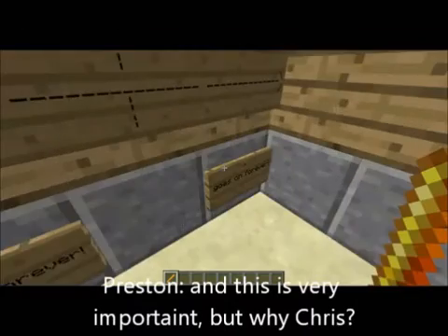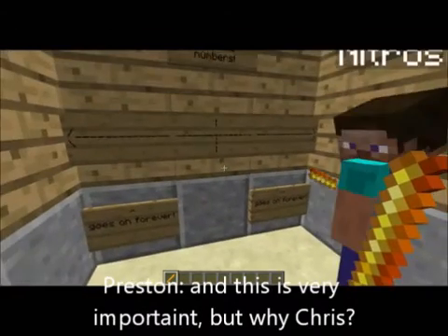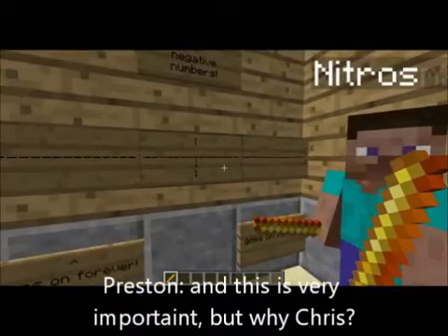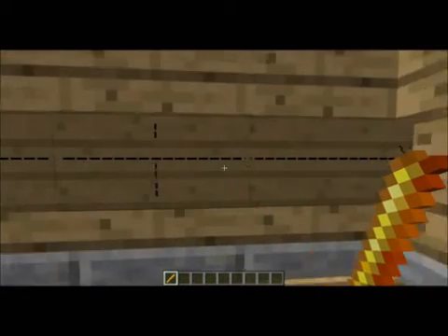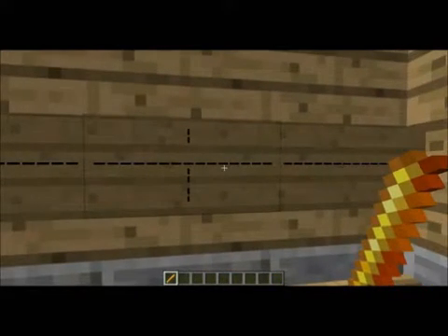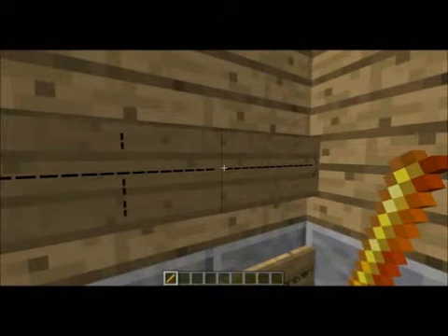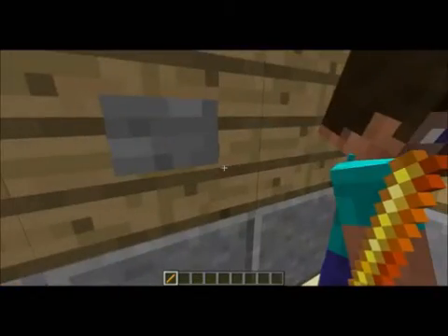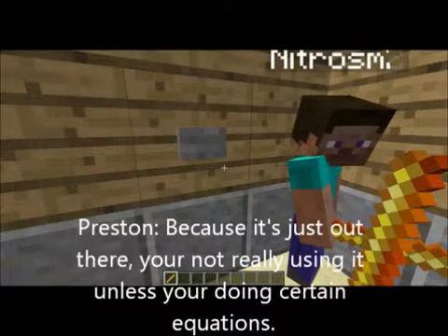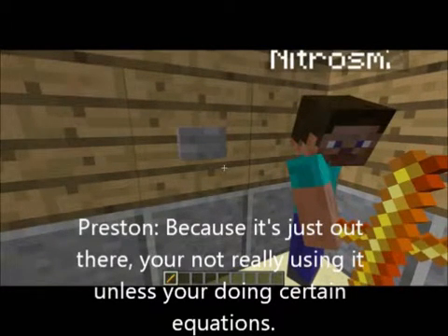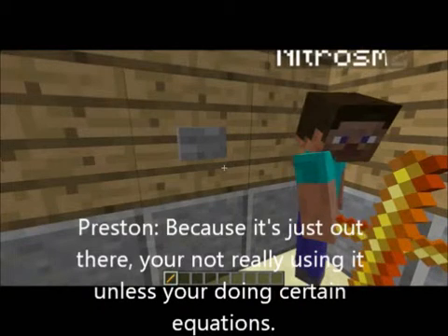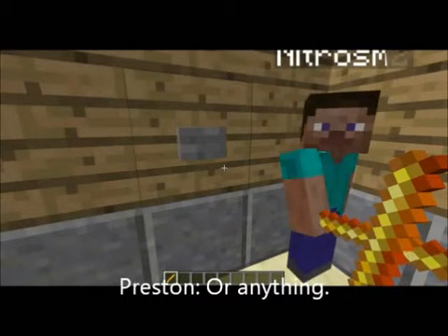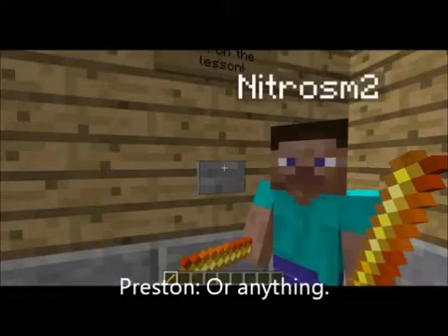And this is very important, but how, Chris? This is where all math takes place. And in case you're wondering, we are going to be using this side for positive numbers, and this side for negative numbers. So yeah, this is where all math takes place, it's just that you don't normally see it. Because it's just out there. You're not really using it unless you're doing certain equations. Right. Or inequalities. Okay. Next part of the lesson.